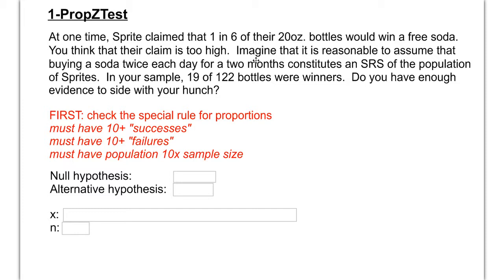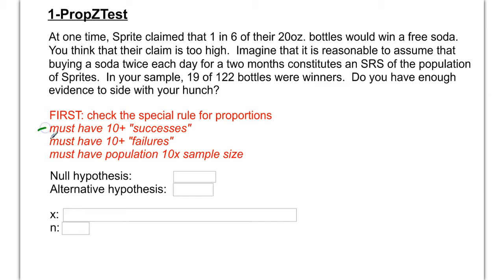In your sample, 19 of the 122 bottles were winners. So you took a sample, consider it an SRS of 122 bottles, 19 of those were winners. Do you have enough evidence to side with your hunch that you think that less than 1 in 6 would win? With proportions, you always need to check a few assumptions first.